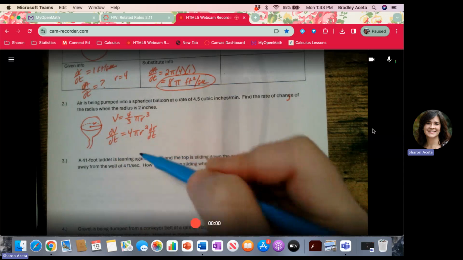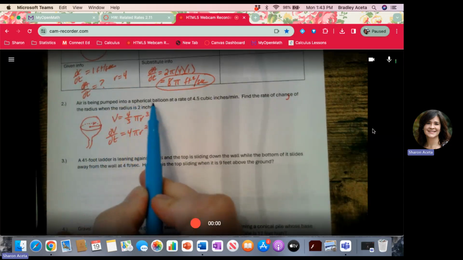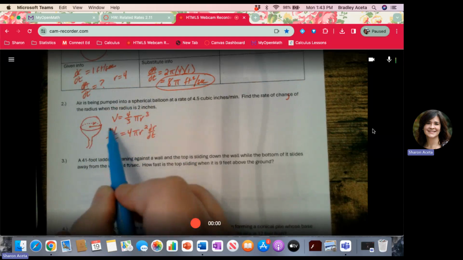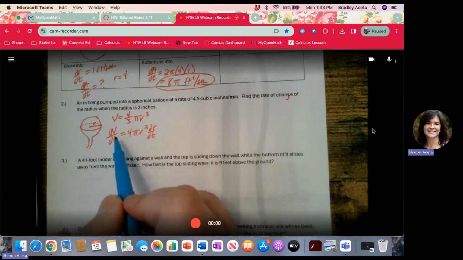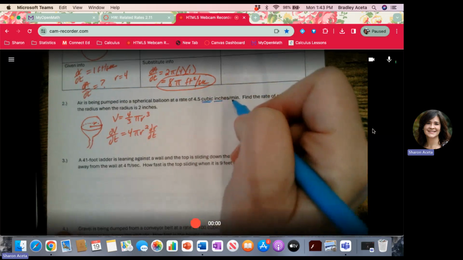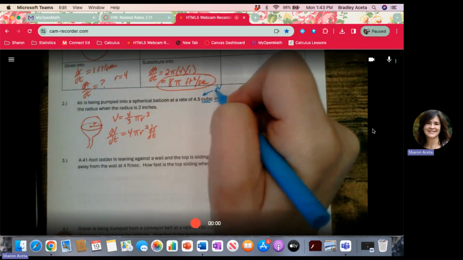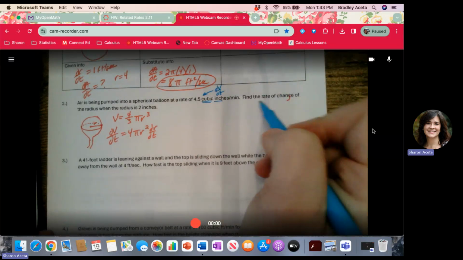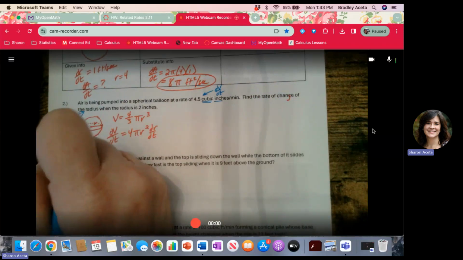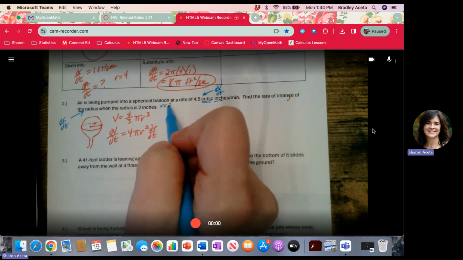So let's see again what we're trying to solve for and what we're given. Air is being pumped into the balloon at a rate of. Air is being pumped into the balloon. That's the volume changing because the air is being pumped in. What also gives it away is cubic inches per minute. Cubic is volume. So this right here is your dV/dt. Find the rate of change of the radius. That's what we're looking for. We're looking for dr/dt, the rate of change of the radius when the radius is 2.